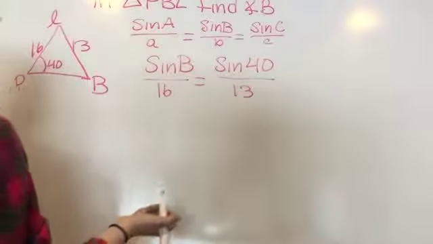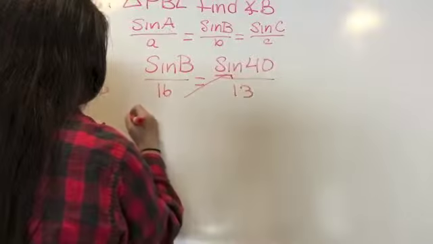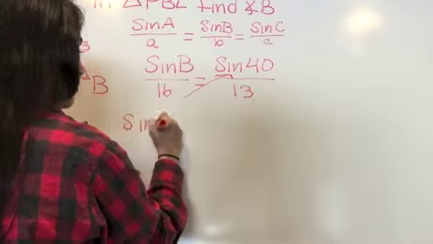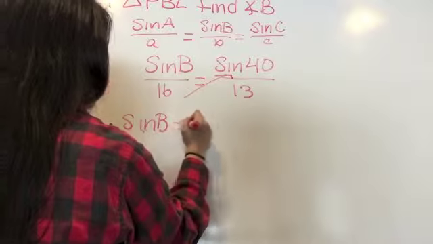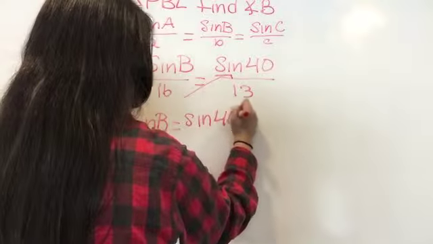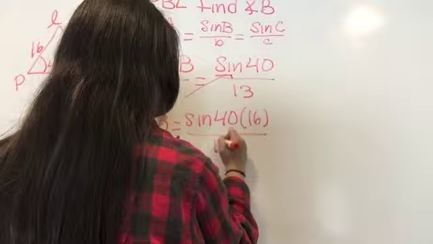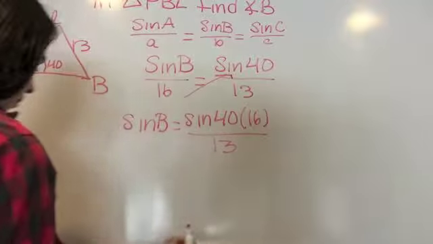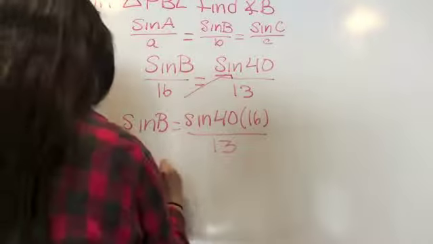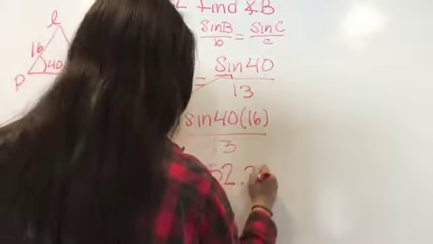Because there is an equal sign in between the two fractions, you can diagonally move any term. So, if you move 16 diagonally, you get sine b equals sine of 40 times 16 over 13. By plugging this into your calculator, you will find that angle B equals 52.29.